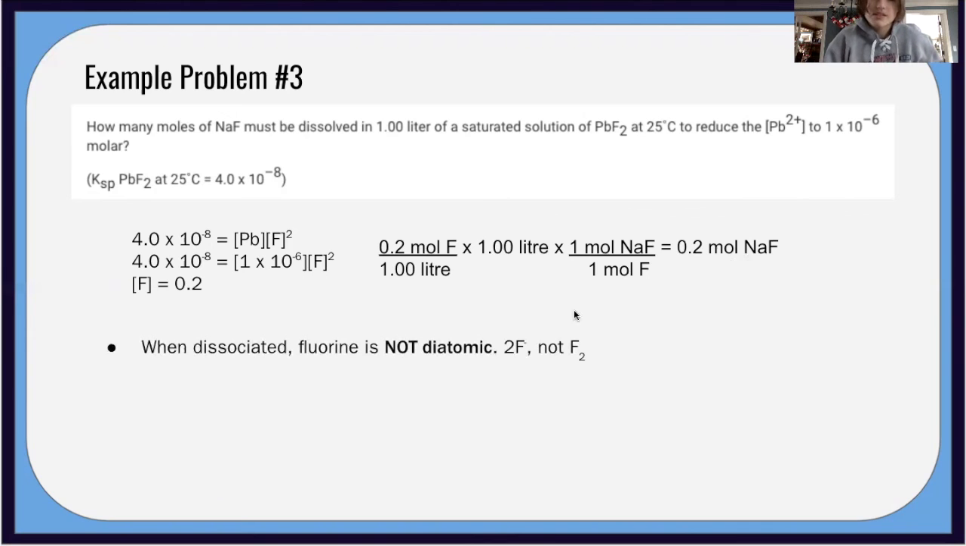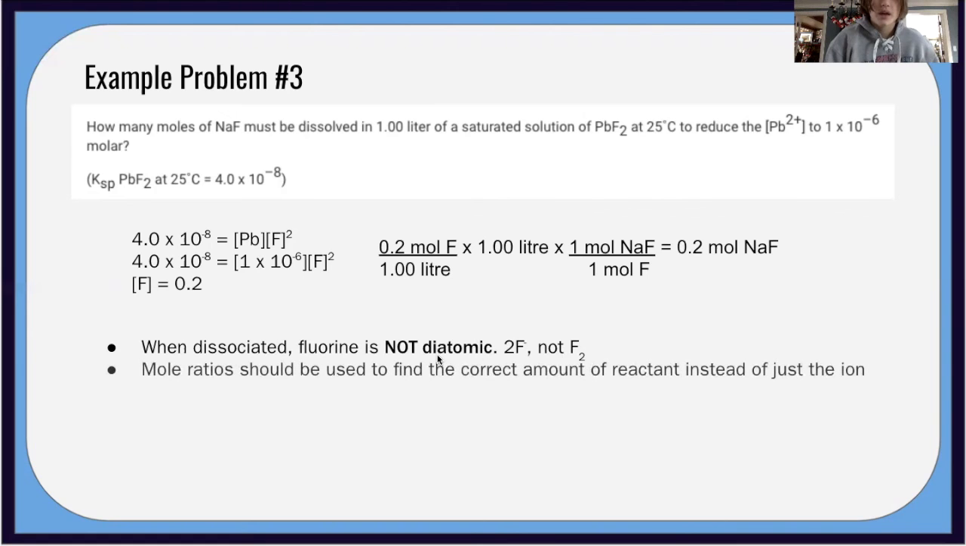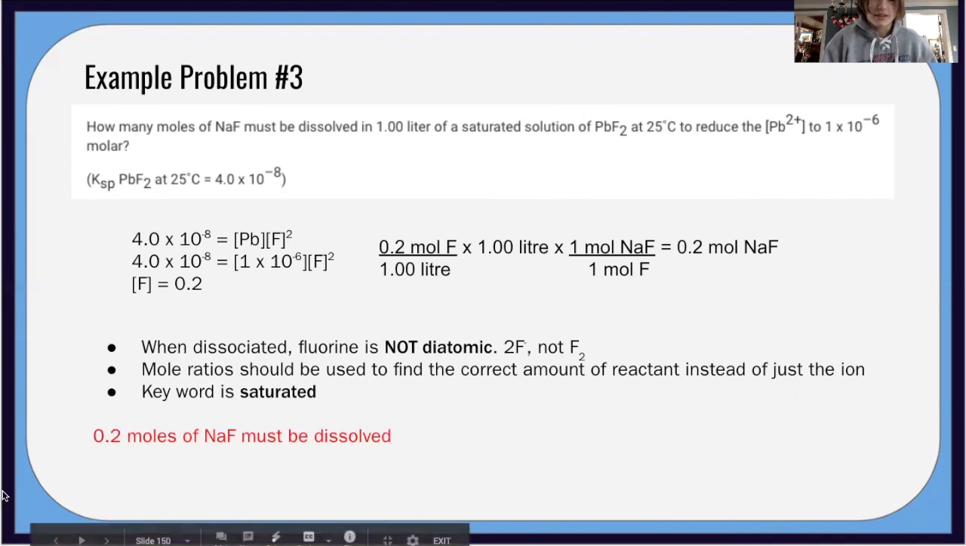A couple notes: when dissociated, fluorine is not diatomic, so it's 2 fluoride ions and not diatomic fluorine. Mole ratios should be used to find the correct amount. We just explained that. And again, the solution is saturated. And that is our final answer again.